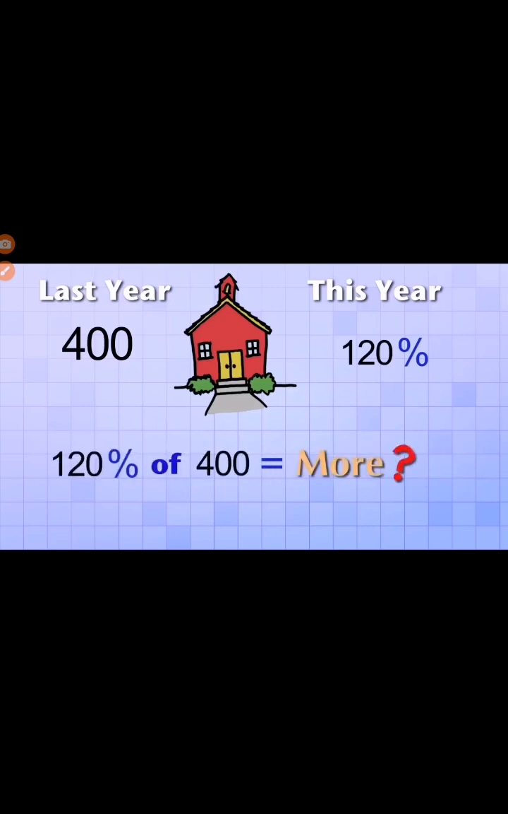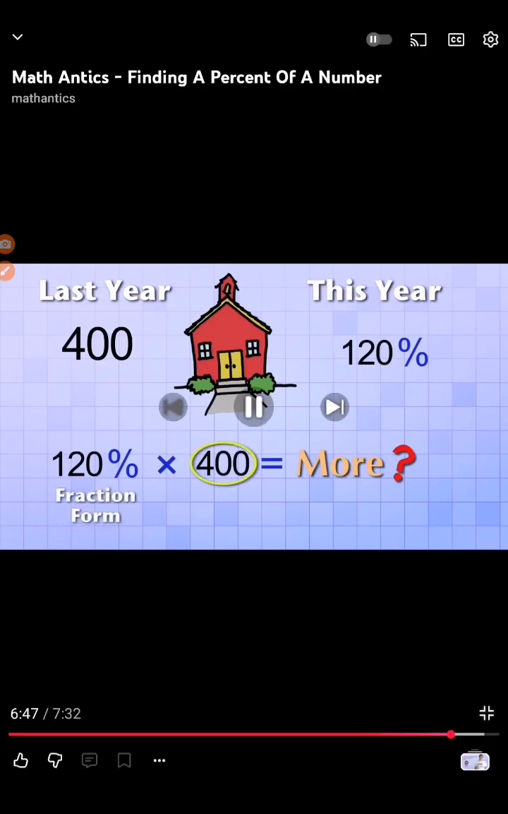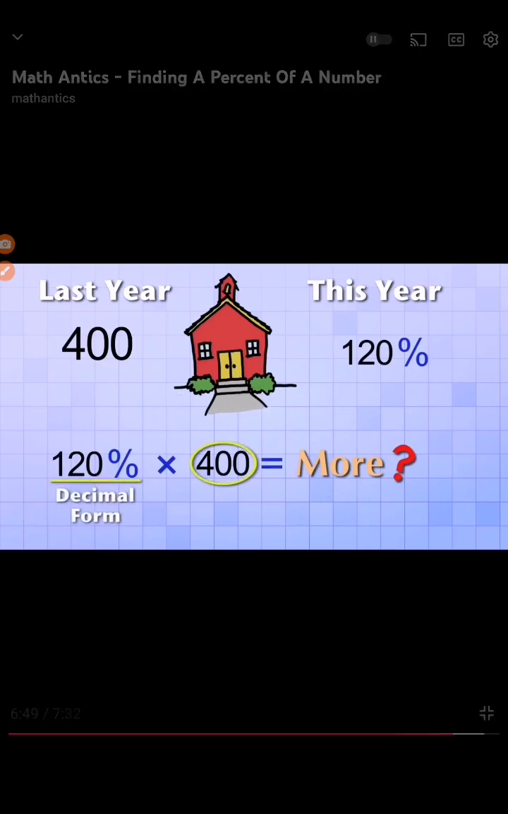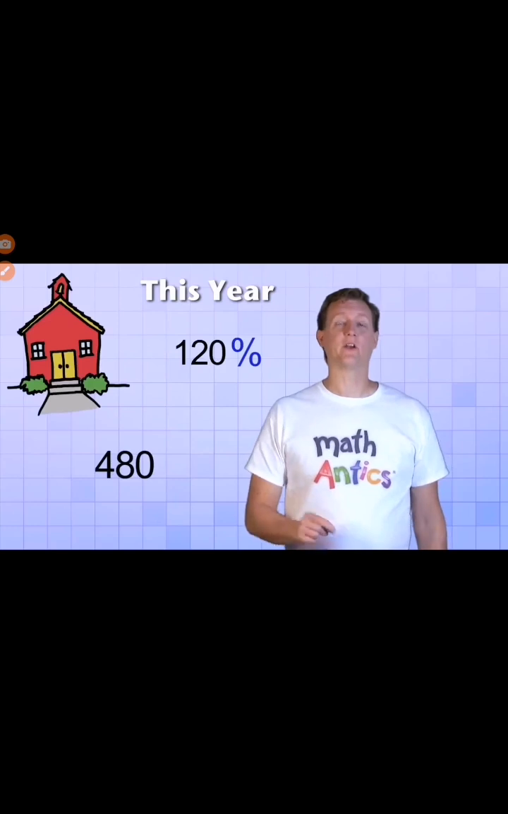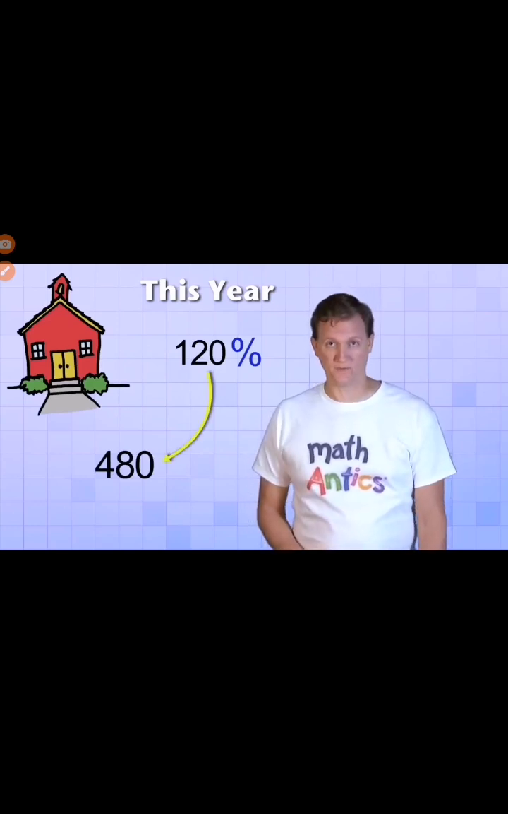Great, we know just how to do that. We just multiply 400 by the fraction form or the decimal form of 120%. Let's use the decimal form again. To get the decimal form of 120%, we move the decimal point over 2 places to the left, and we get 1.20. So we multiply 1.20 times 400, which gives us 480. So this year, there's 480 students at school.